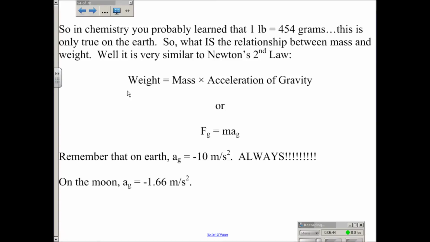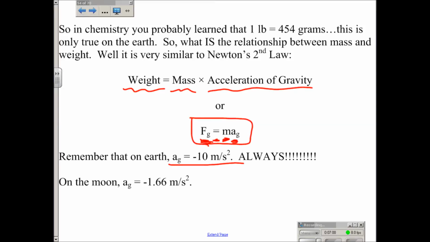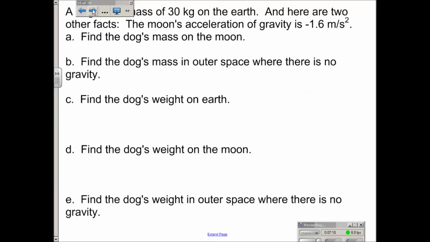To calculate the weight of an object, you take the mass of the object and multiply it by the acceleration of gravity. In symbols: weight equals mass times acceleration of gravity. Remember, on Earth, the acceleration of gravity is negative 10 meters per second squared. On the moon, it's negative 1.66 meters per second squared. In outer space, it's 0. Let's apply that to a problem.